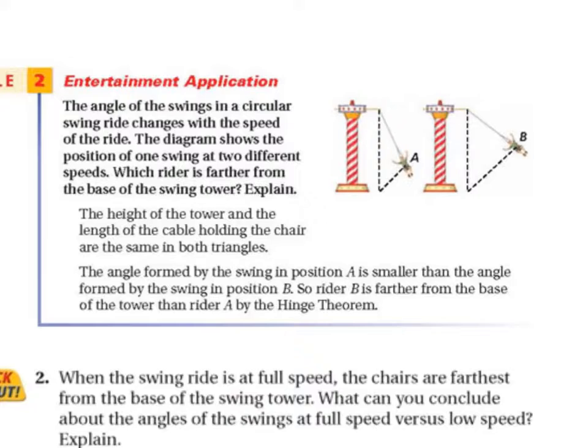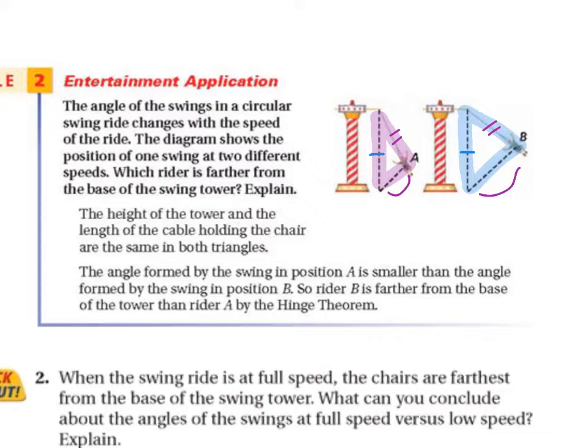So if you look at these as though they are triangles, so we've got triangle A and triangle B. The tower is going to be the same height for both of them. So I've got that this one's congruent to this one. And the swing is the same length. So now what you have to figure out is which rider is further from the base of the swing. So which one has the larger side here?